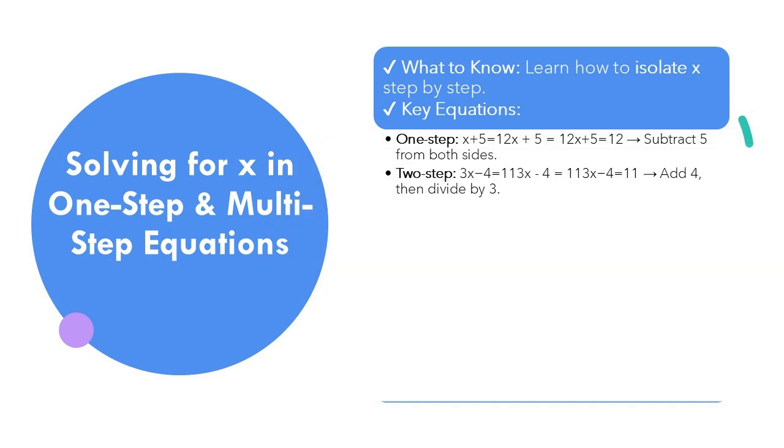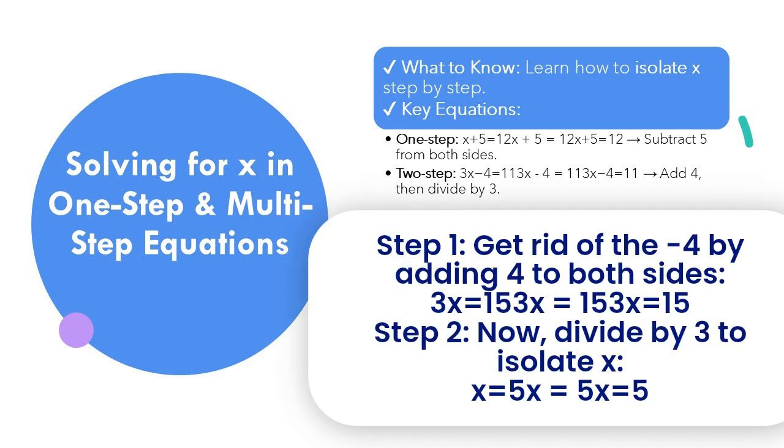Two-step equation example. Now, let's try one that's a little harder. 3x - 4 = 11. Step 1. Get rid of the minus 4 by adding 4 to both sides. 3x = 15. Step 2. Now, divide by 3 to isolate x. x = 5. The answer is x equals 5.